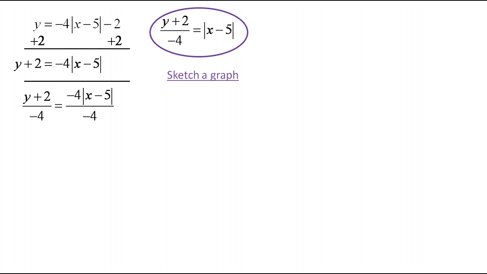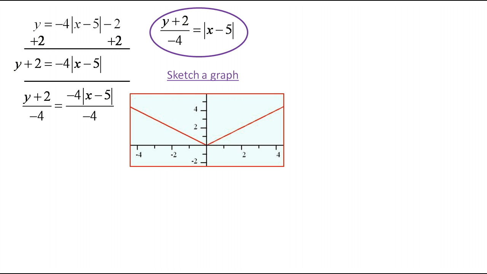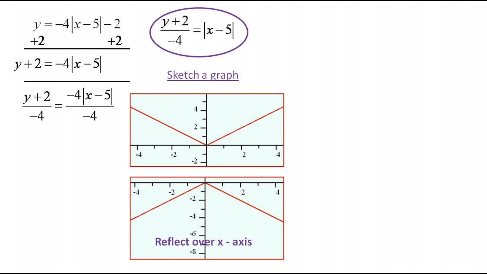Let's sketch a graph. The parent function is in red here. Are there any reflections? Are there any negatives? I noticed there's a -4. So if there's a negative with y, it's going to reflect about x, which flips this upside down.